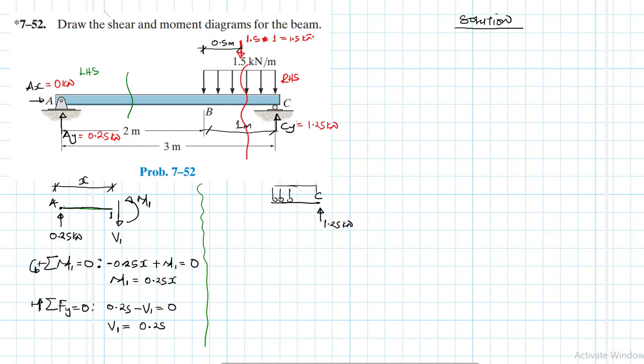Distributed loading, okay, and this loading is 1.5 kilonewton per meter, and I'm going to have my shear at this point, let me call it point 2. I have my shear going up like so, and my moment going in that direction. Then I'm going to have the equivalent force, this distance here.